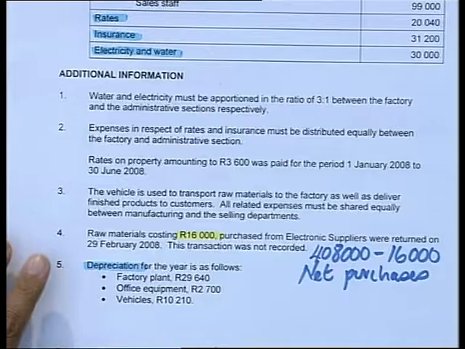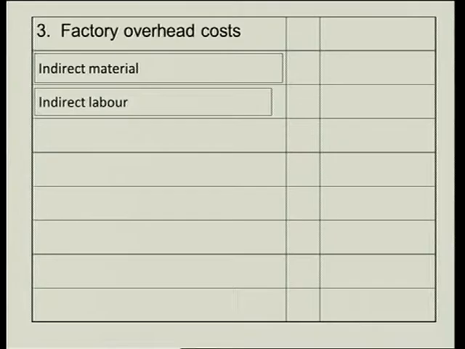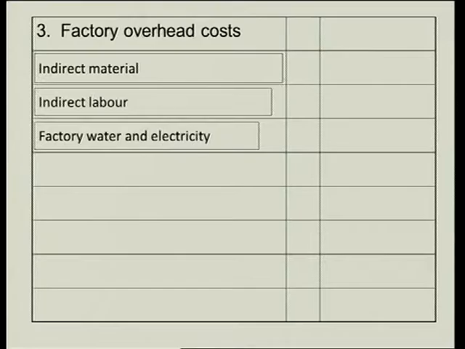So let's look at the PowerPoint again, and you're going to write in the following. Indirect material. Please write that in. You will always put indirect material and indirect labor in first. Those are the two factory overhead costs that you will always have. So you put in indirect material and you will have indirect labor. Right. Then, learners, you will have factory water and electricity. Please write in factory water and electricity because you must know that it's only the portion that goes to the factory that you're going to consider. You're going to have factory rates, and you're writing down, you're filling in factory rates.